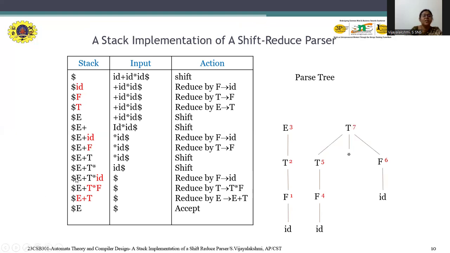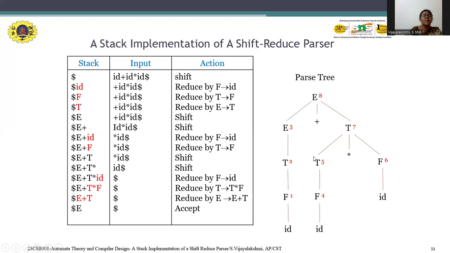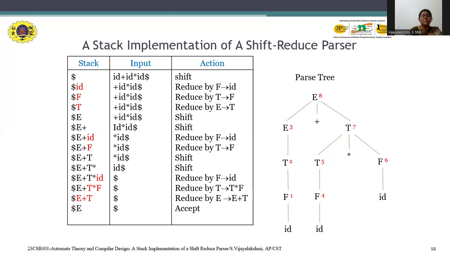Then T star ID is reduced by F with ID, giving E plus T star F. There is no input string left, so it is reduced by T equals T star F, and replaced by T. Then E plus T is reduced by E equals E plus T, so E replaces E plus T. Then we get E, the starting symbol. So we accept this string.